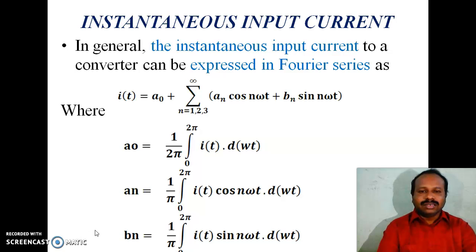First we consider the instantaneous input current. In general, the instantaneous input current to a converter will be expressed in the Fourier series as i(t) equal to the initial value a0 plus sigma n equal to 1, 2, 3 up to infinity of an cos n omega t plus bn sin n omega t, where a0 equal to 1 by 2 pi integration over the period 0 to 2 pi of i(t) d omega t, an equal to 1 by pi integration 0 to 2 pi of i(t) cos n omega t d omega t, and bn equal to 1 by pi integration 0 to 2 pi of i(t) sin n omega t d omega t.